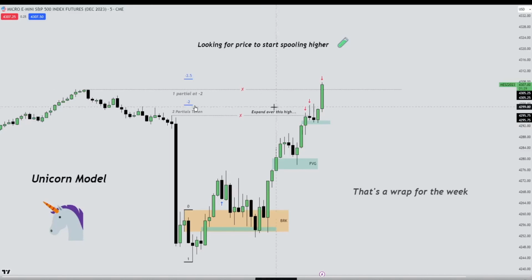And I'm showing you guys this because I don't just talk about these models. I actually trade them live and I do discuss them in my Discord.